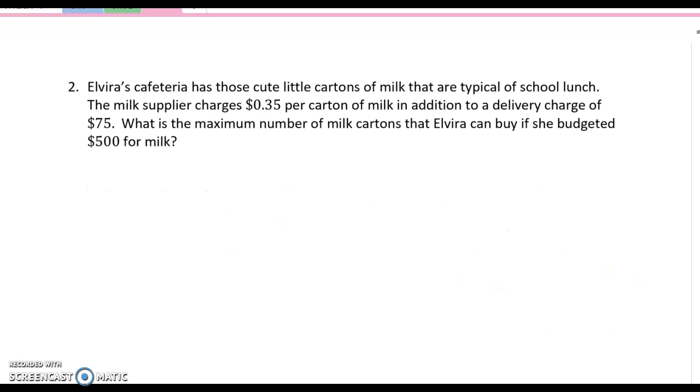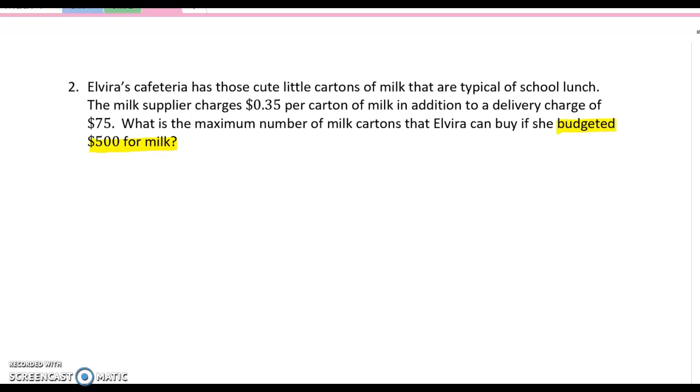Example number 2, we've got Elvira. She is looking to order milk. The supplier for the milk for the school lunch charges 35 cents per carton of milk, in addition to a delivery charge of $75. What is the maximum number of milk cartons that Elvira can buy if she has budgeted $500 for milk?